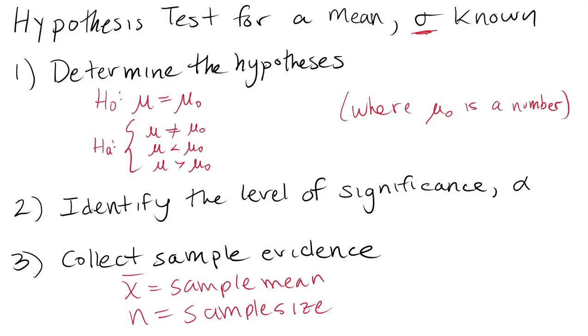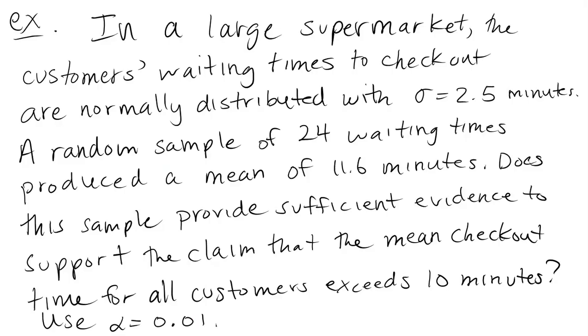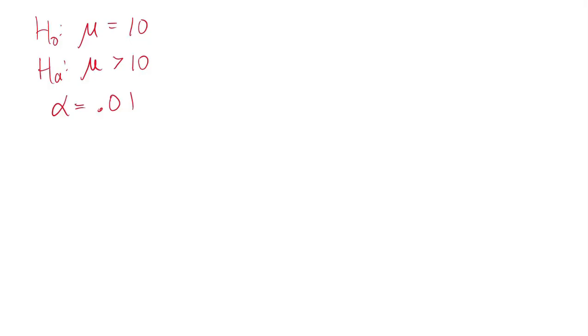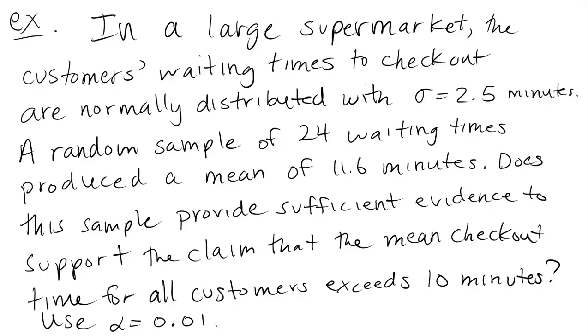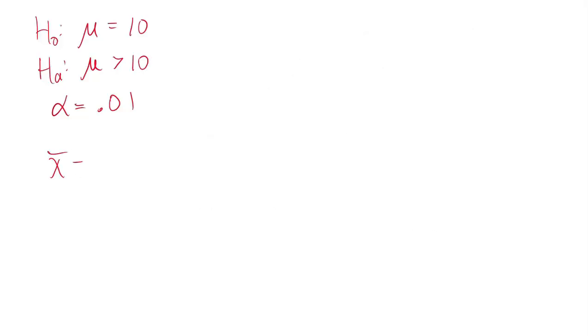The second thing I ask you to do is identify the level of significance alpha, and that's easy to do here because it's explicitly stated at the bottom. Use alpha equals 1%, 0.01. Step 3 is to collect the sample evidence. We were told that a random sample of 24 waiting times produced a mean of 11.6 minutes. So the sample mean is 11.6. The sample size is 24.